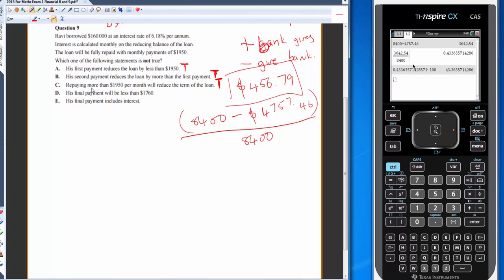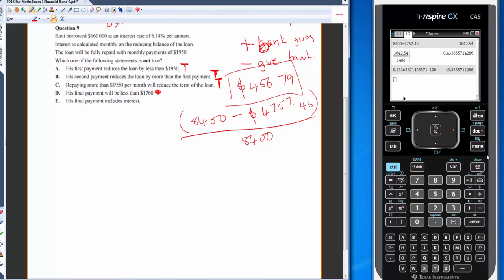So now we're down to D and E. Very quickly, if you understand how reducing balance loans and amortization tables work, A, B and C are no-brainers, they're gone. His final payment will be less than $1,760. Well, we're going to have to do a bit of work to find out what this is. The fact that they've got final payment means we've got to think, let's work this out and see what happens.